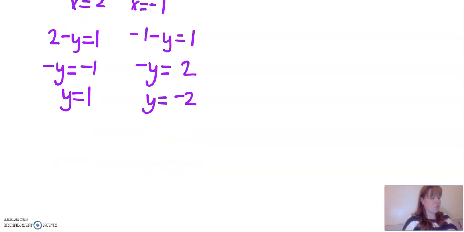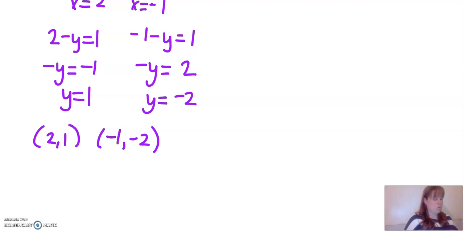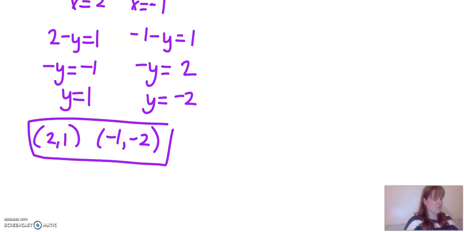Okay, so our 2 points that they meet, according to this, are (2, 1) and (negative 1, negative 2). That's where these two cross. Those are our intersection points. That's using method number 1. Let's try method number 2.